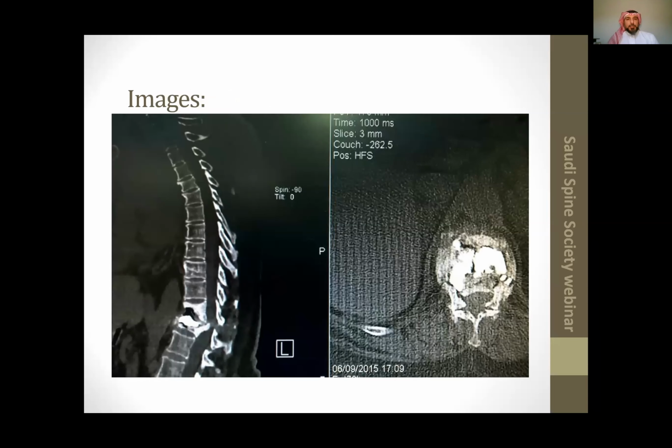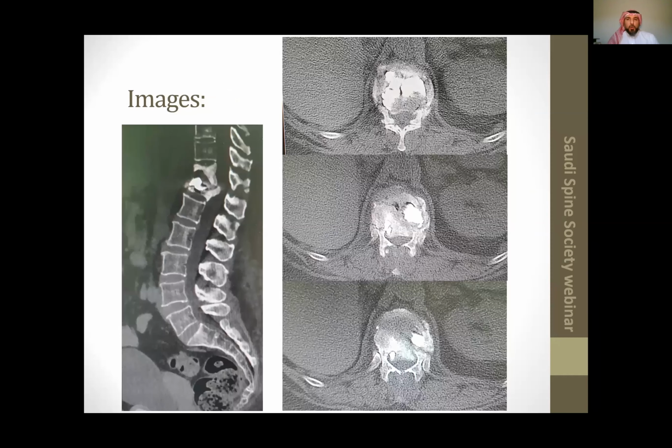This is her image, the MRI and the CT scan, where we can see that the posterior wall is broken at T12. Cement has broken through the upper end plate and destroyed the upper end plate of T11. If we see more cuts, we can see that the cement on the right side goes even into the canal, more in the canal, and there's significant compression on the right side compared to the left side.